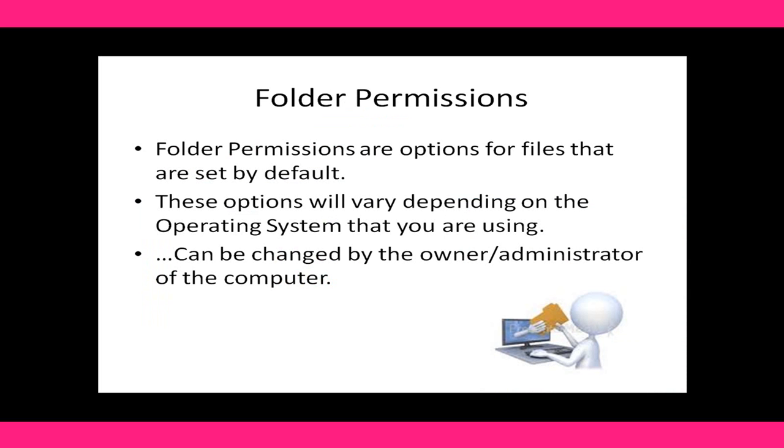Folder permissions. Folder permissions are options for files that are set by default. These options will vary depending on the operating system that you are using. They can be changed by the owner and the administrator of the computer. Basically, if you have a file on your computer that you want to share with another user on that same computer or within the network on a different computer, then you can set the permissions on the folder to allow the other user to only have certain permissions, certain things they can do with that file.